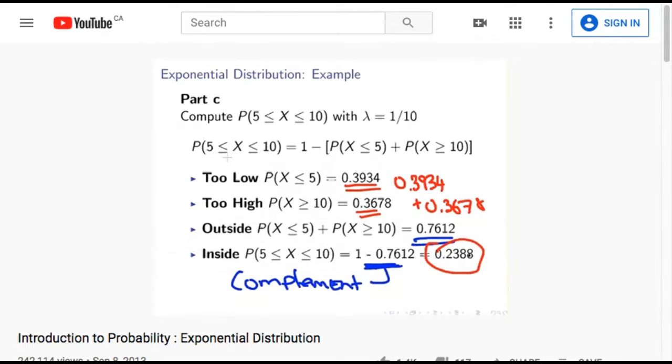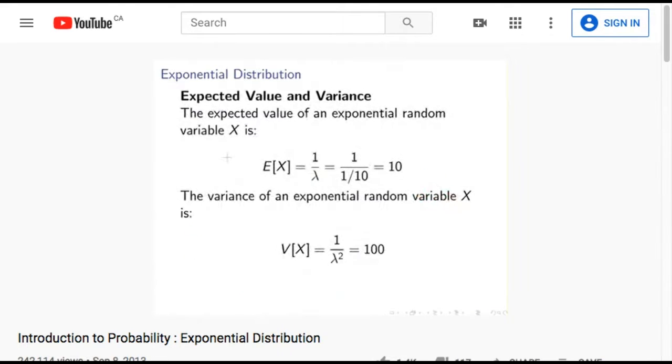And so the answer is 0.2388, so about 23%. So that is the answer to part C. We have one more job left, that is to compute the expected value and the variance. So the expected value of the variable is 1 divided by 1/10. That is just simply 10.